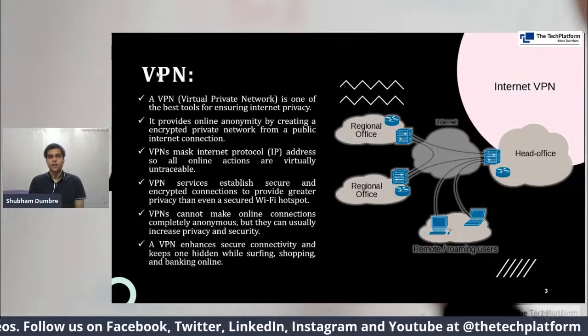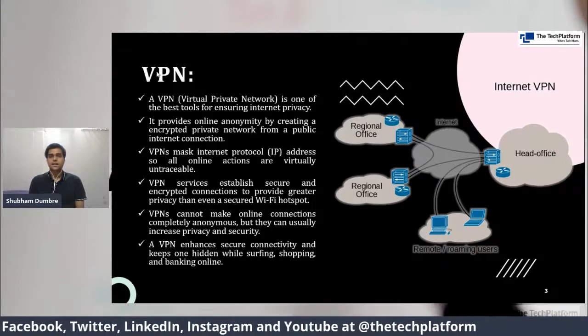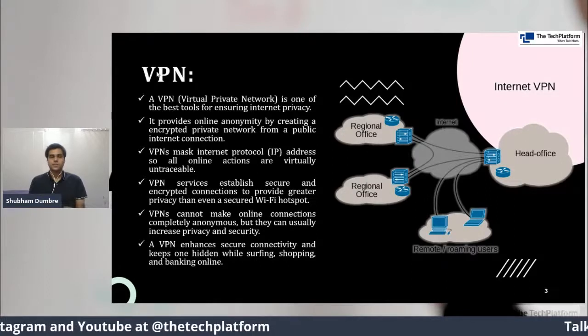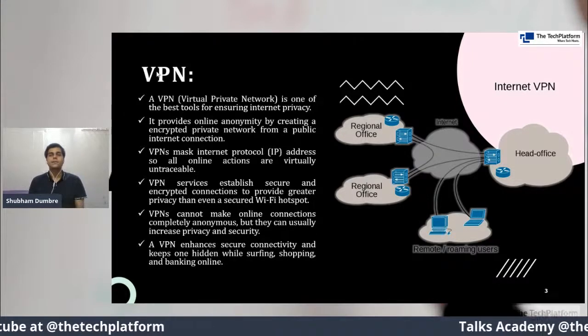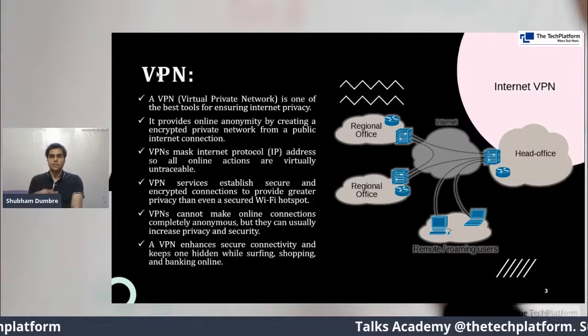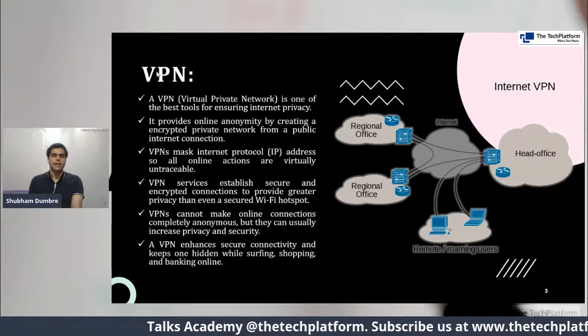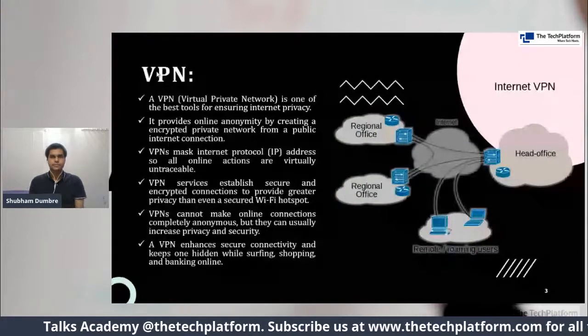The diagram on the right shows how the internet is in the center, and how different offices are connected using different kinds of connections. And the internet VPN will have its own layer, or kind of a tunnel, that will help in accessing all such data.